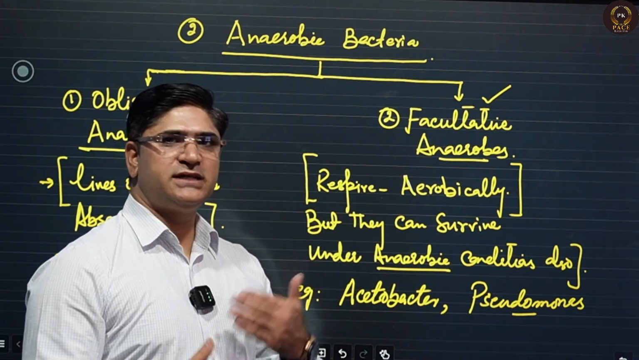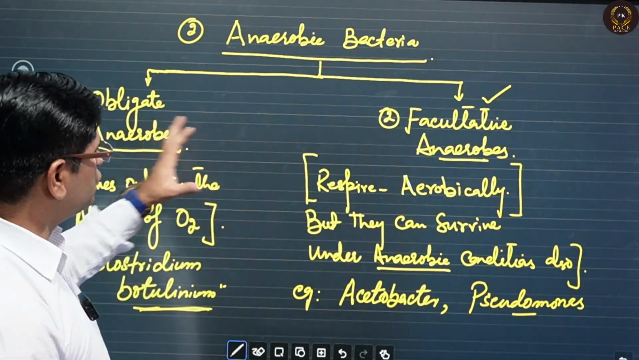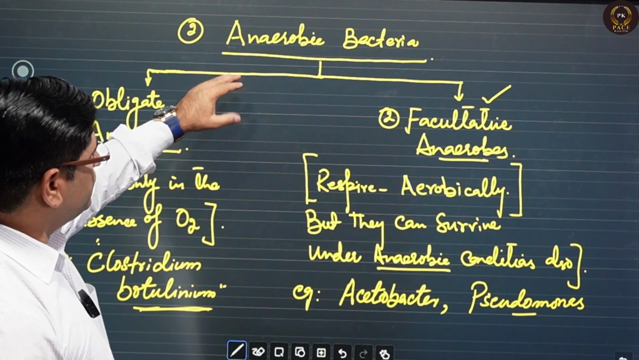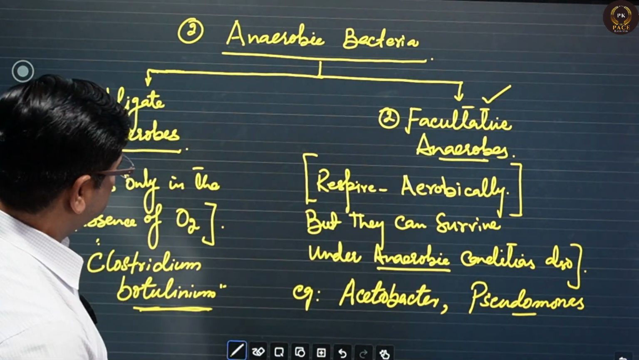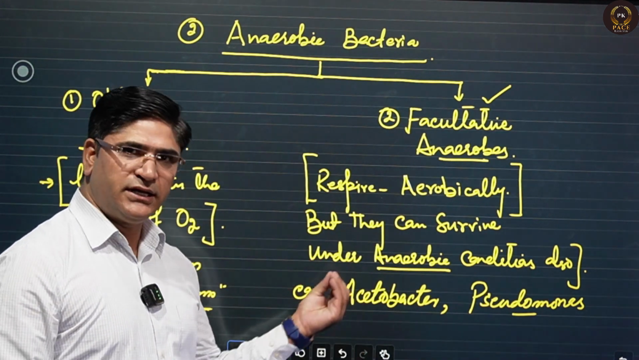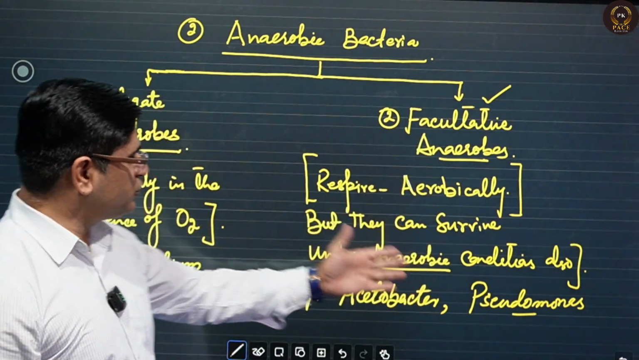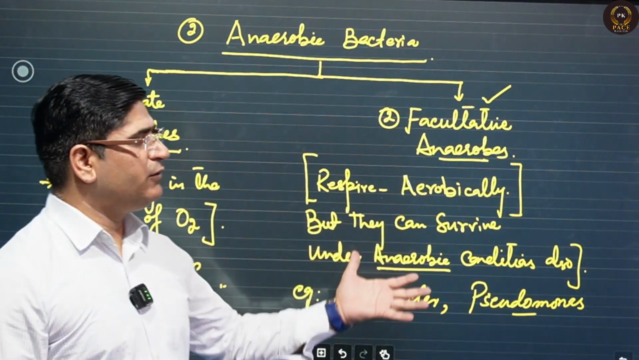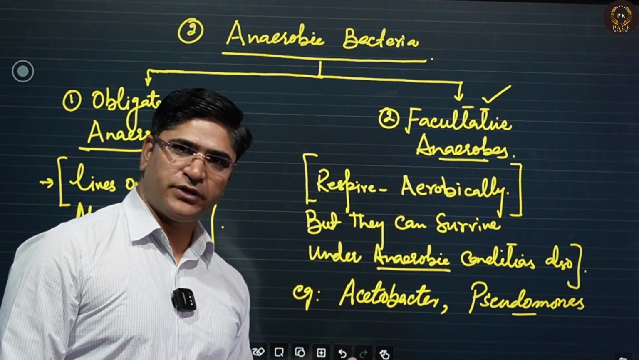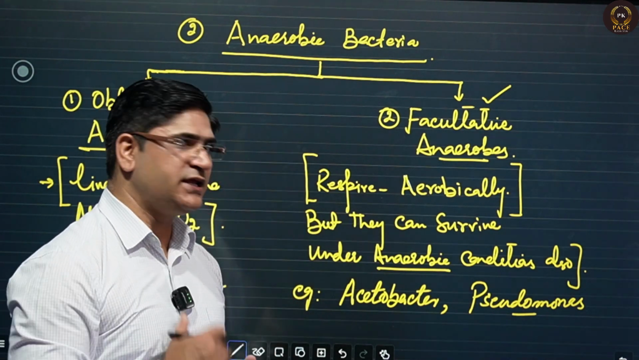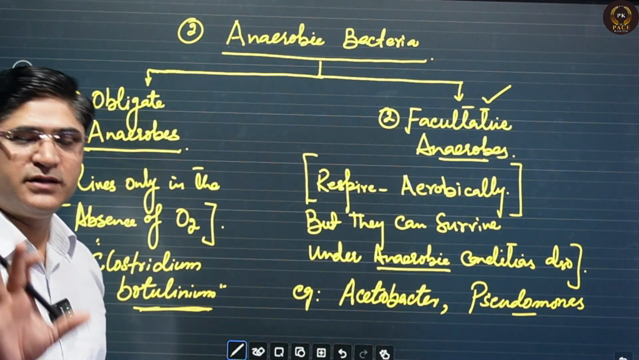Bacteria respire differently based on aerobic and anaerobic respiration. So you have to remember these two categories, both aerobic respiration as well as anaerobic respiration. Based on that, you will get a question in the NEET. Some examples of each group will be given, and you have to identify which example belongs to which group. So this is about bacterial respiration.